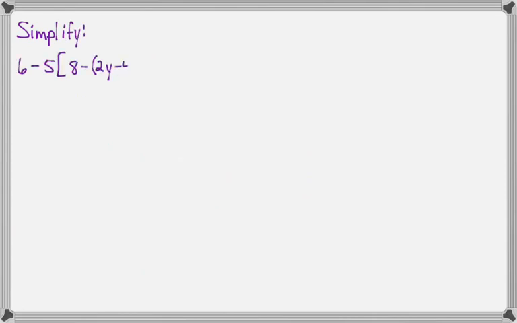Alright, let's simplify. 6 minus 5 times bracket 8 minus parentheses 2y minus 4. Okay, so I know I have to work inside the bracket first. What can I do inside the bracket?